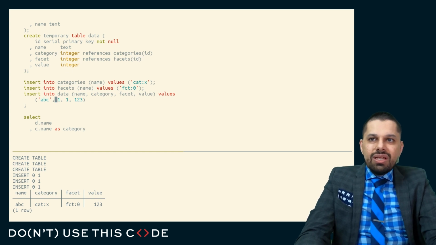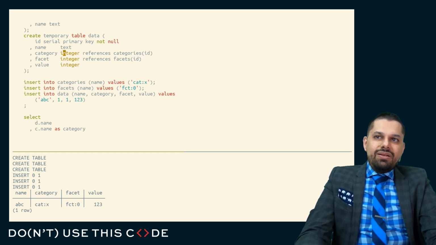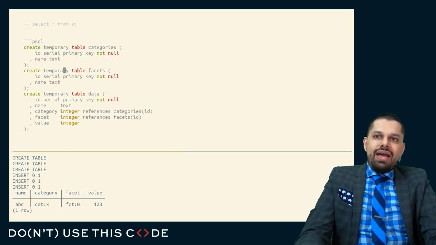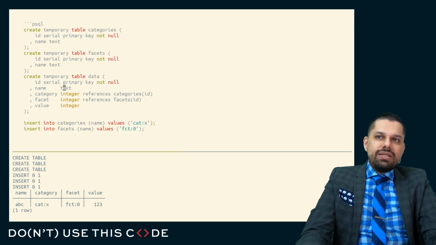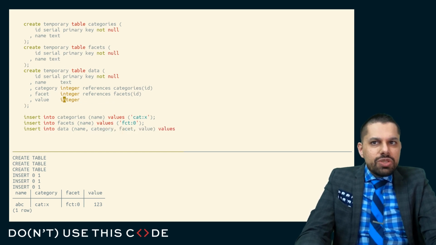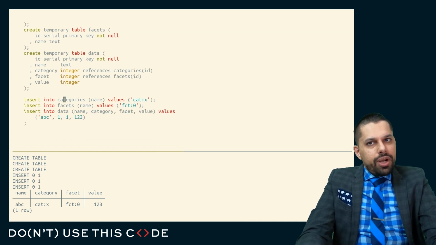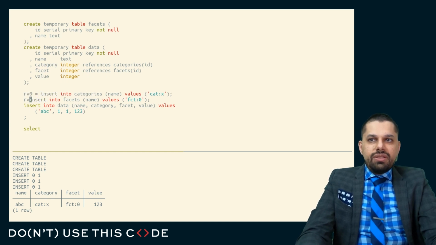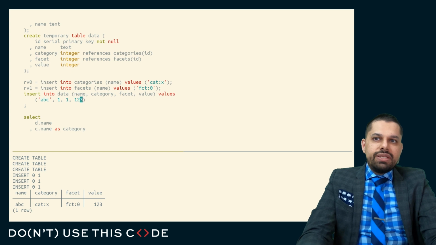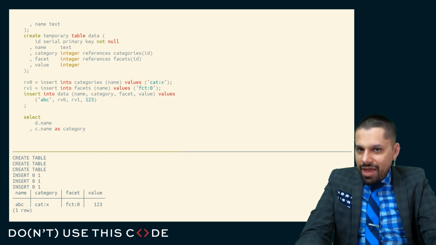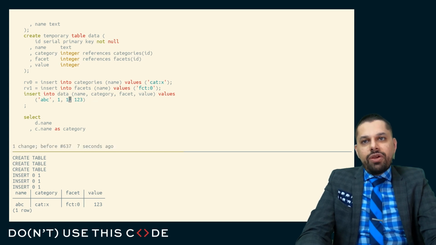But how do I know that the ID for this category that joins to this table here and the ID for this facet that joins to this table here is 1? I don't, because I just inserted these. So what I would do in a programming language is I'd say return value 0 equals this, return value 1 equals this, return value 1 and return value 0, basic use of variables. But since I don't have variables in SQL, I have to figure out a way to do this.